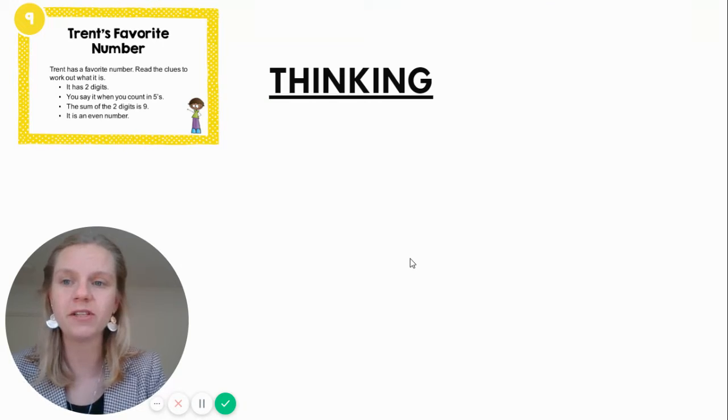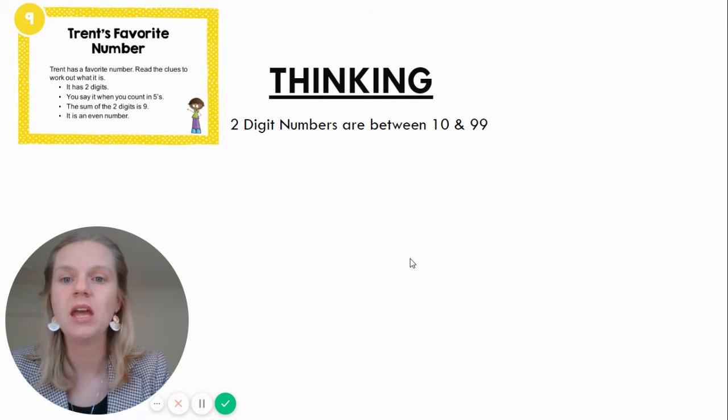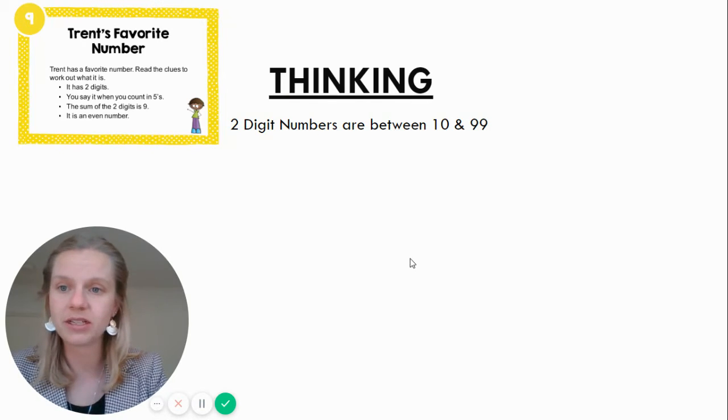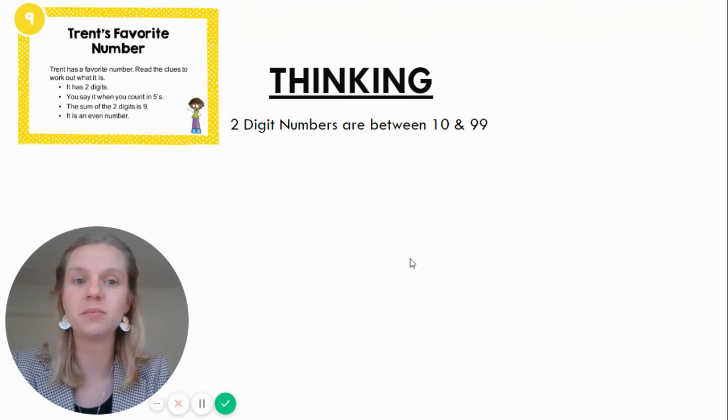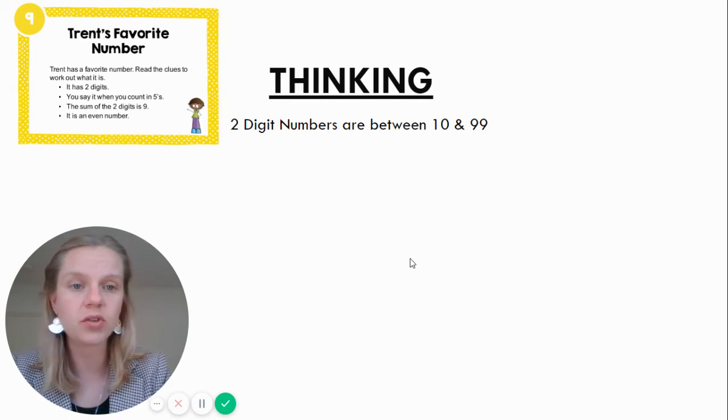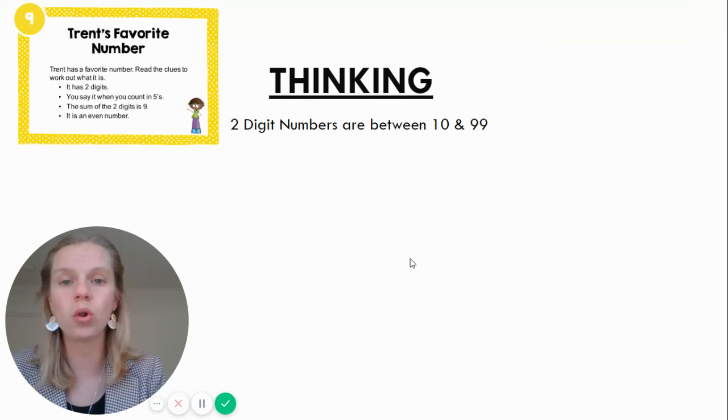So my first sort of thinking was 2-digit numbers. So they have to be somewhere between 10 and 99. If it's smaller than 10, like 9, it's only got 1 digit, so that's too small. If it's bigger than 99, then it goes into 100, and that has 3 digits. That's 3 places, so that's too big. So Trent's favourite number has to be somewhere between 10 and 99. Now, I could write all of those out in the list if I wanted to and start crossing them off, but that's a lot of writing. So I'm going to go on to the second clue.